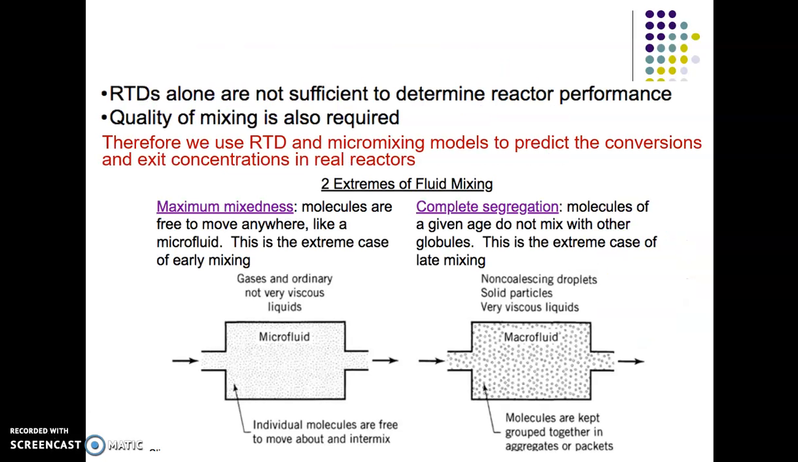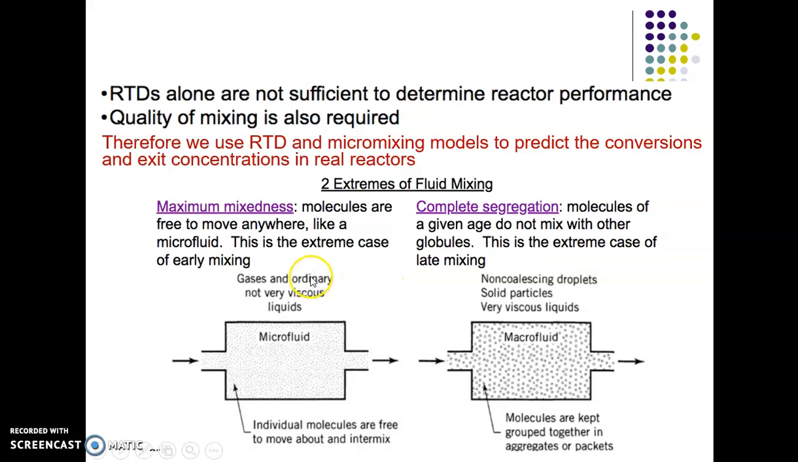So we have this condition where RTD alone is not sufficient to determine the reactor performance. We need something else to combine with the RTD in order to determine the reactor performance. In this topic, I'm going to introduce two models that we're going to use to determine the reactor performance. The first one is maximum mixedness, and the second one is complete segregation.